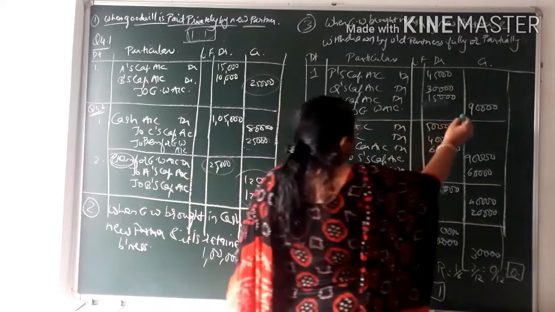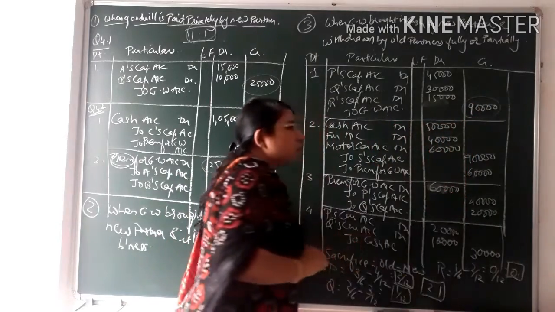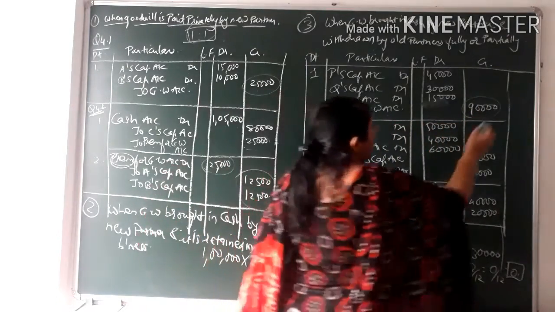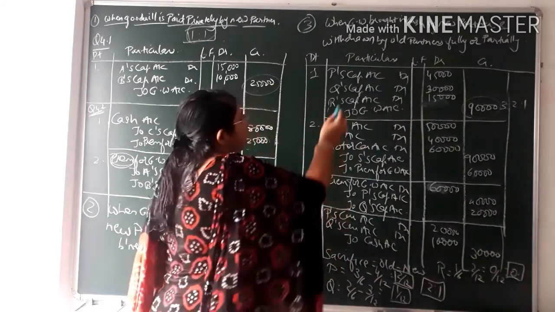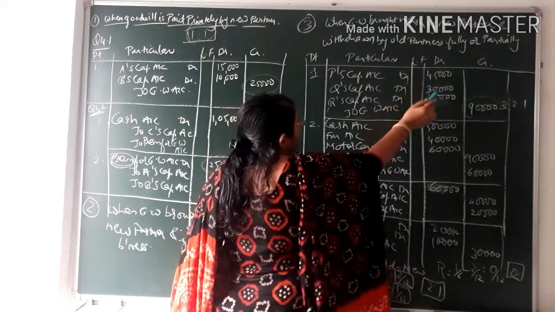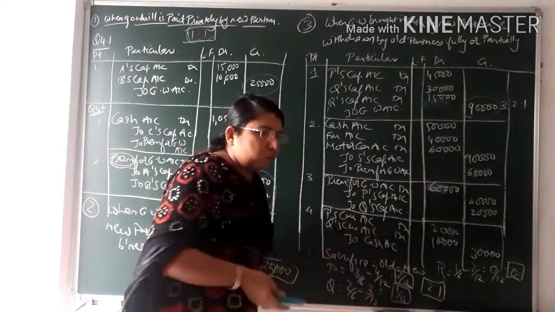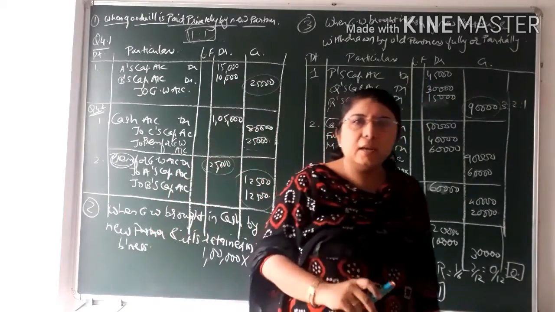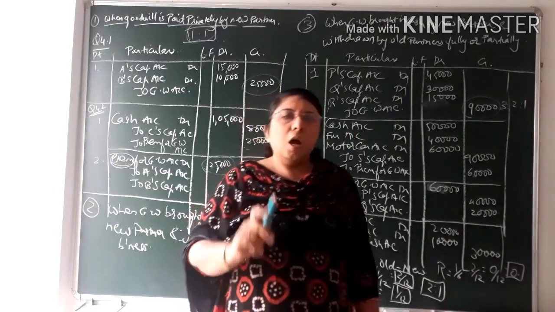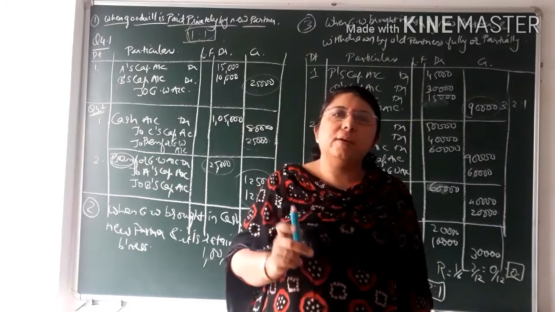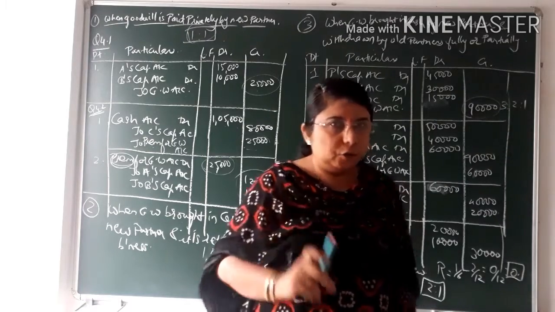Okay, so the old goodwill was 90,000. In which ratio had we distributed that 90,000? That is 3:2:1. So 90,000 distributed in the ratio of 3:2:1 would come to 45,000, 30,000 and 15,000. So whenever there is old goodwill, the first entry is for the distribution of the old goodwill amongst the old partners in their old profit sharing ratio.